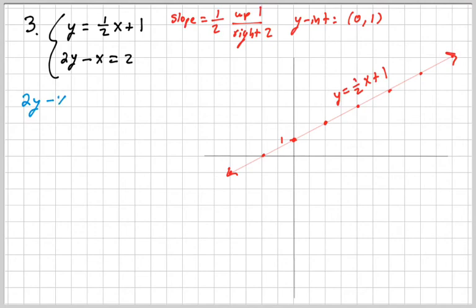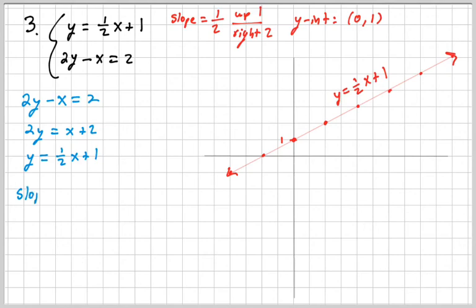2y minus x is equal to 2. We're going to solve for y, so it's in y equals mx plus b. So we're going to add x to both sides. Okay, and then we're going to divide by 2. So 2y divided by 2 is y. And then x divided by 2. Dividing by 2 is the same thing as multiplying by 1/2, so half of x is the same as x divided by 2. And then 2 divided by 2 is 1.